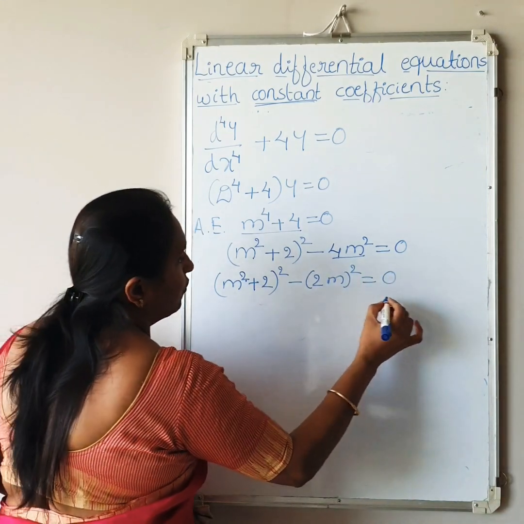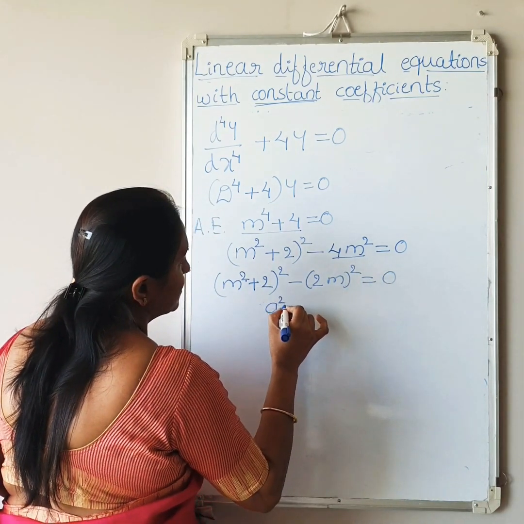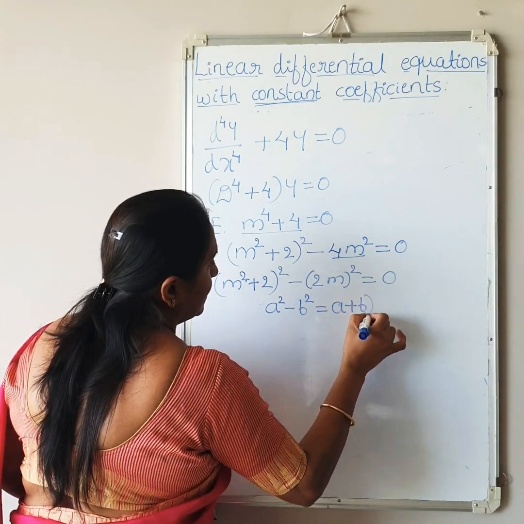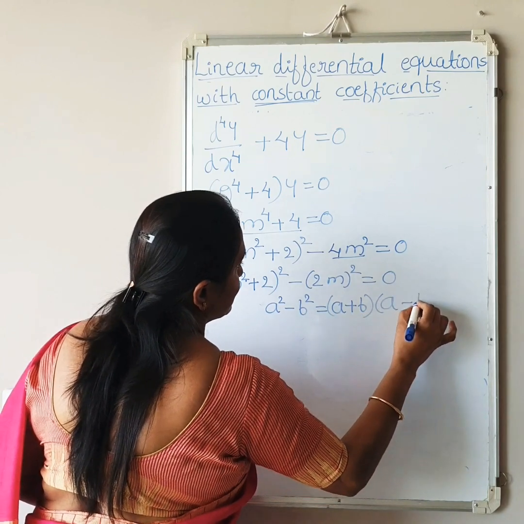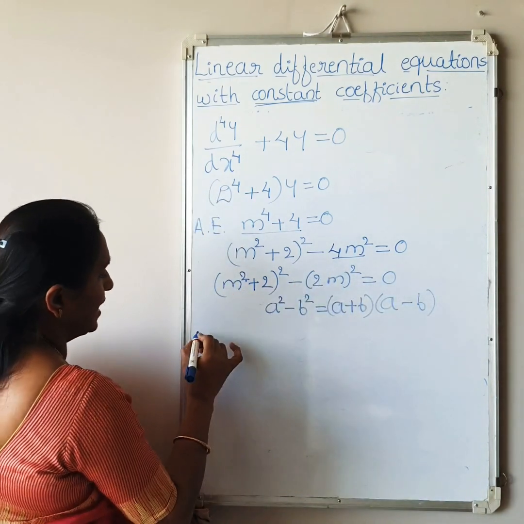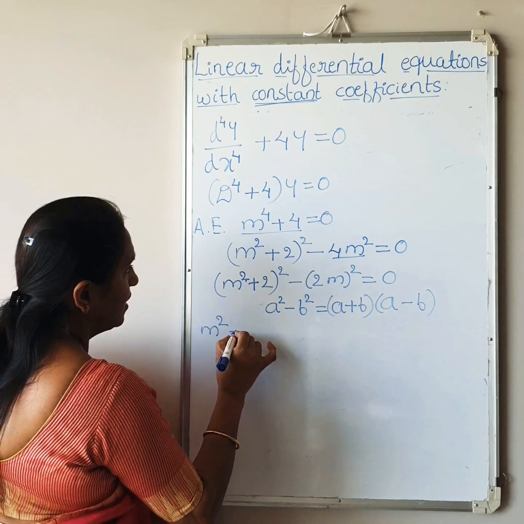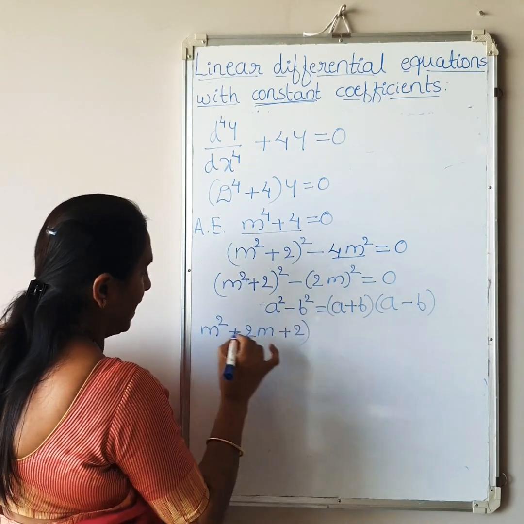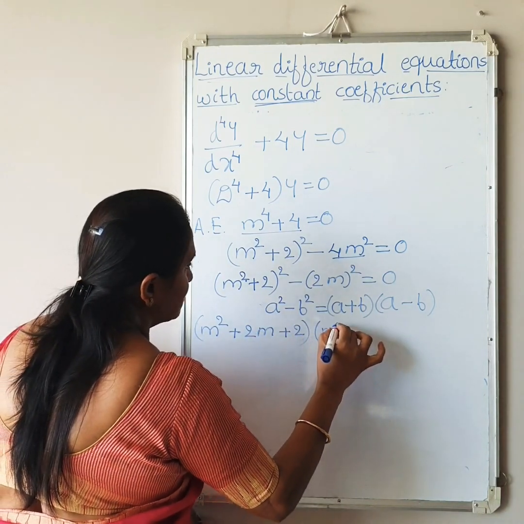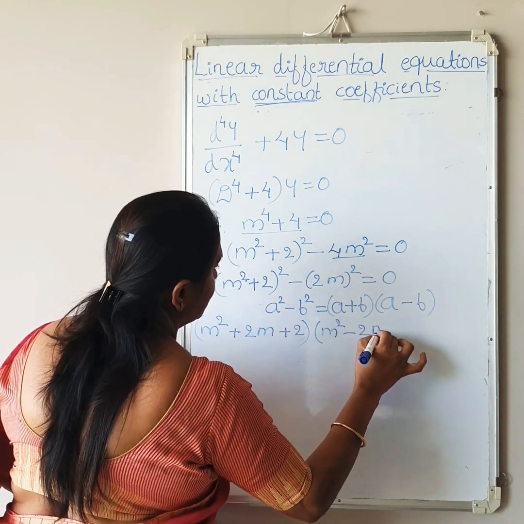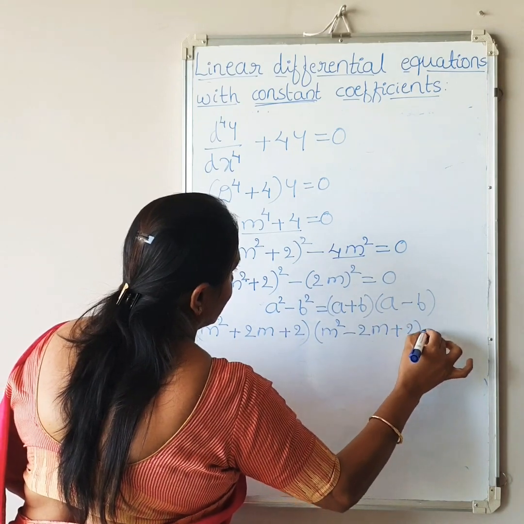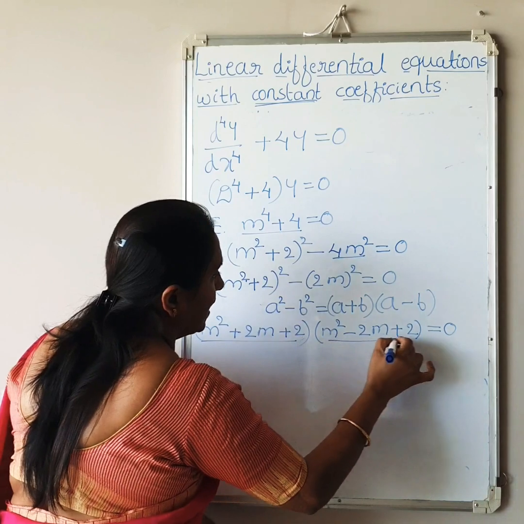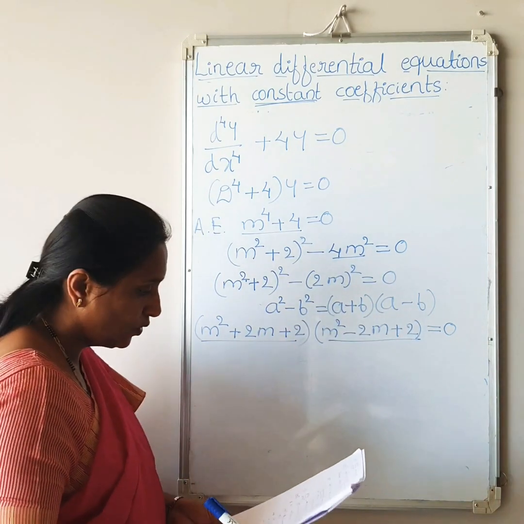Now it is in the form a square minus b square is equal to a plus b, a minus b. It is in this form. So I'll write this one also as m square plus 2m plus 2, in order, and the other one is m square minus 2m plus 2. Now we have got two quadratic equations. Again use calci and find the roots of this.